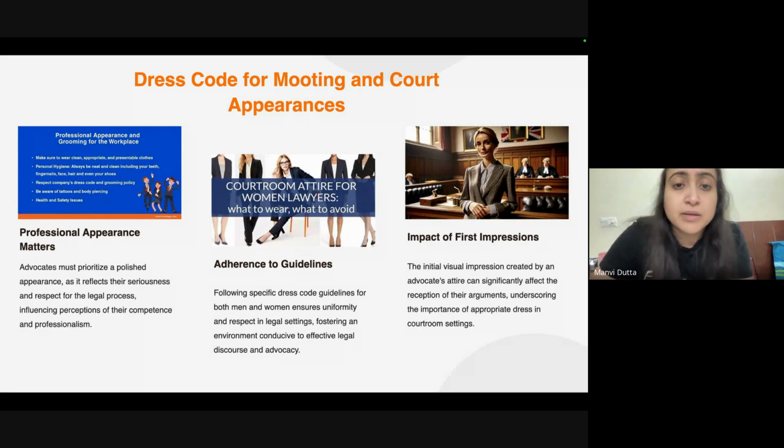Then the courtroom dress code for women lawyers. There is a separate courtroom attire for women lawyers. There is the following specific dress code.